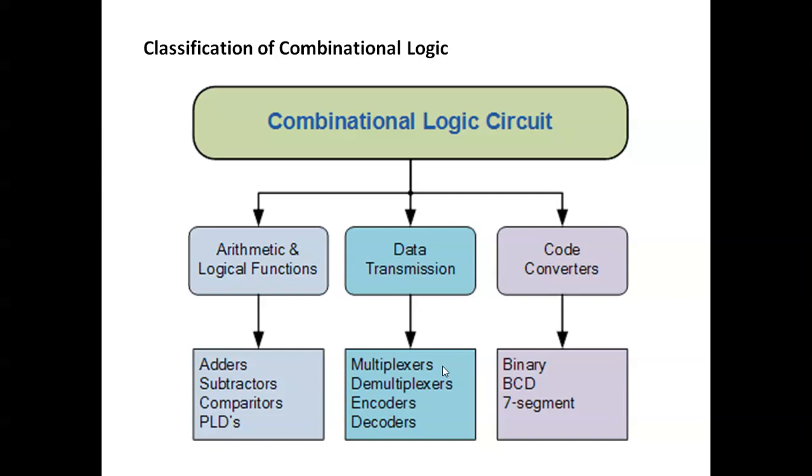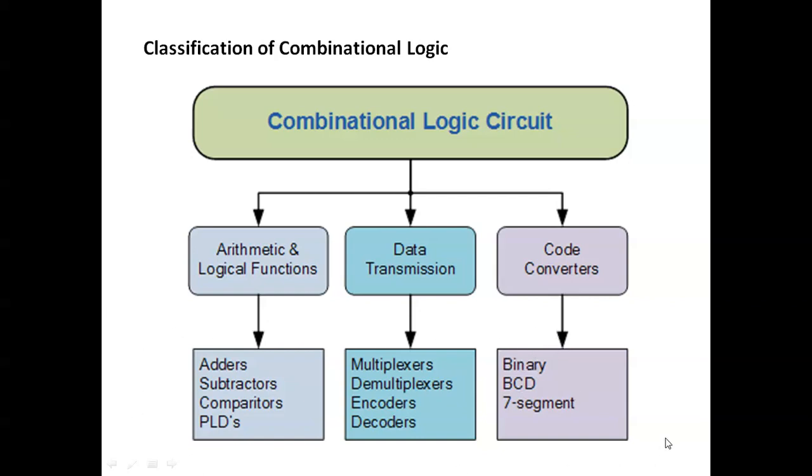Similarly, a decoder is like a demultiplexer, the only difference being that there is no data input. It has n input lines and 2 power n output lines. We will discuss that later. Finally, code converters: binary to gray, gray to binary, and BCD to 7 segment. We will discuss those in coming videos.